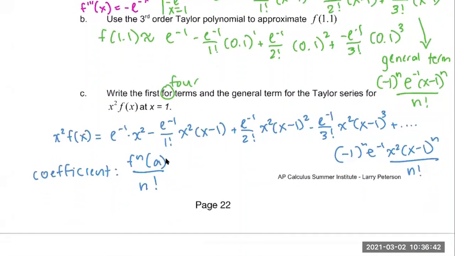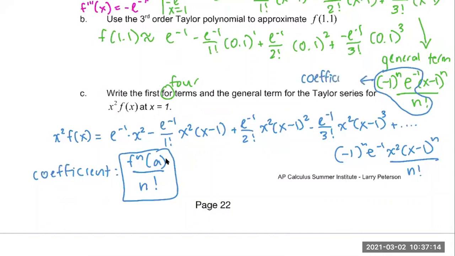We'll get to more advanced questions on that, but for now, just realize if they say coefficient, it's all of the things that are in front of your x term, including the alternating part. Yeah, the negative 1 to the nth is included in the coefficient as well. This is just a generalized coefficient for all Taylor series, not for this one particular problem. But yes, if I were to circle the coefficient for that general term, all of that is the coefficient. Okay, so let's move on.